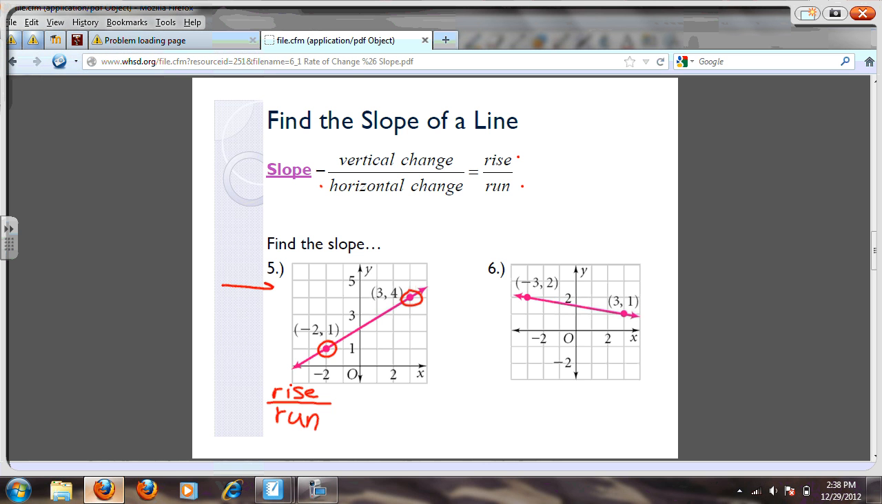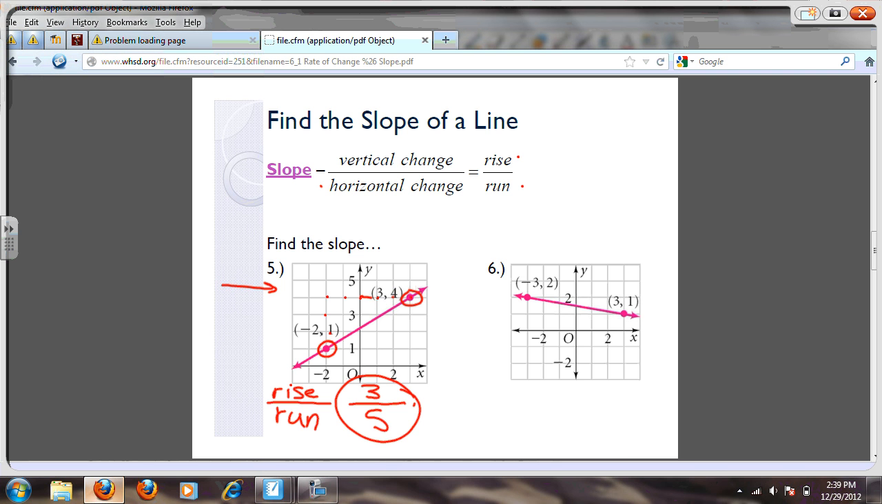Notice, if I'm looking at my graph from left to right, it is slanting upward. Okay, so I'm starting here, and I'm going to rise until I get to where this one is. Ready? 1, 2, 3. I had to rise 3. Over how many did I have to run from here to here? Ready? 1, 2, 3, 4, 5. So I rose 3, and I ran 5. So my slope, or my rate of change, is 3 over 5.